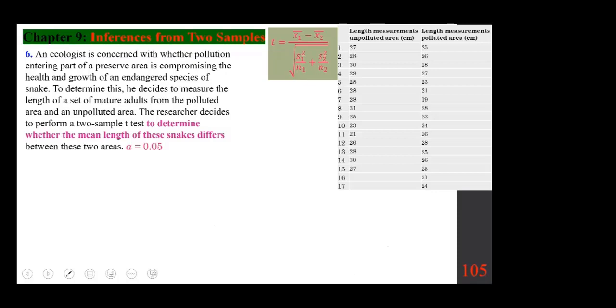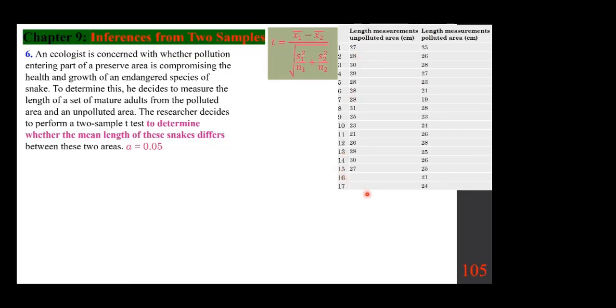An ecologist is concerned with whether pollution entering part of a preserve area is compromising the health and growth of an endangered species of snake. To determine this, he decides to measure the length of a set of mature adults from the polluted area and an unpolluted area. The researcher decides to perform a two-sample t-test to determine whether the mean length of these snakes differs between these two areas. Alpha equals 0.05. We collect data from the two areas, and now we need to do some calculations for each part.